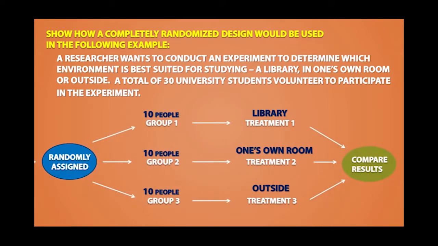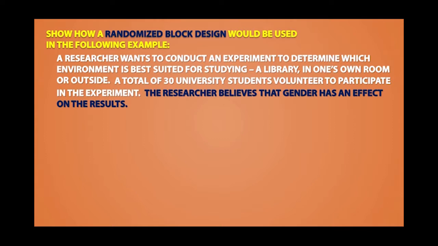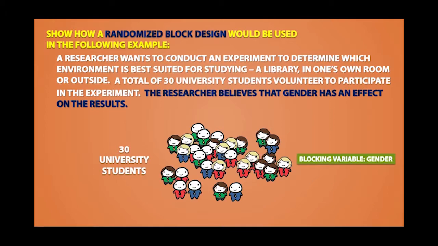treatment. Let's say that the researcher believes that gender has an effect on the results. In a case like this, we would use a randomized block design. A randomized block design doesn't immediately randomly assign experimental units to receive treatments. We first assign people into a block based on a characteristic that is expected to influence the response to the treatments. In this example, gender would be the blocking variable.